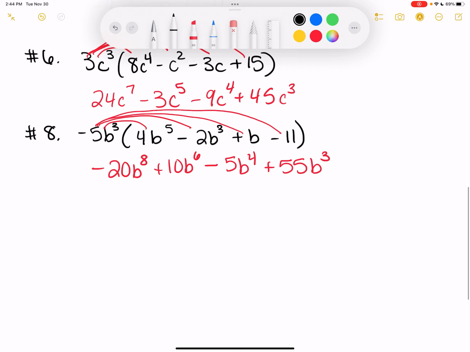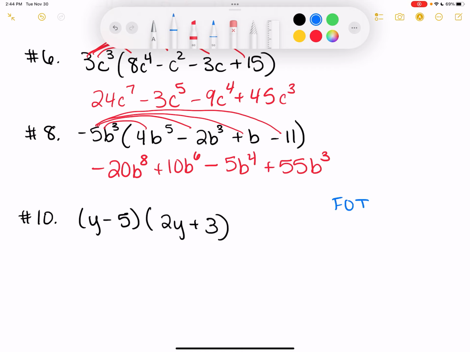All right, so number 10, y minus 5 times 2y plus 3. Remember, we're using FOIL. We're going to do our first terms. Our first term is y times 2y, which is 2y squared.